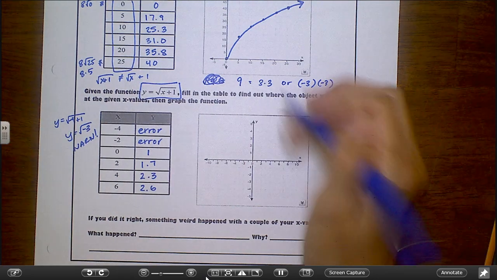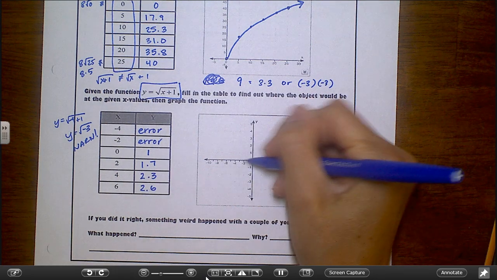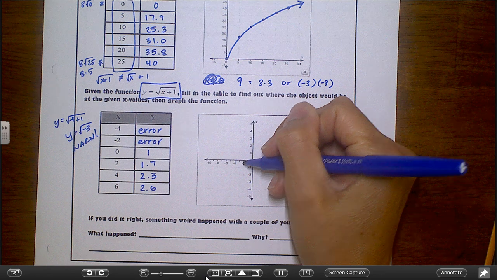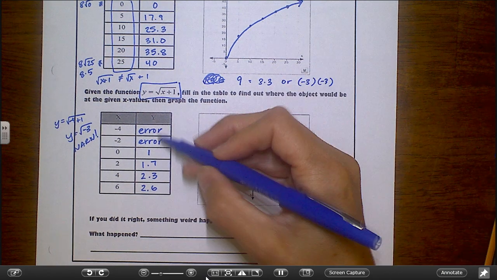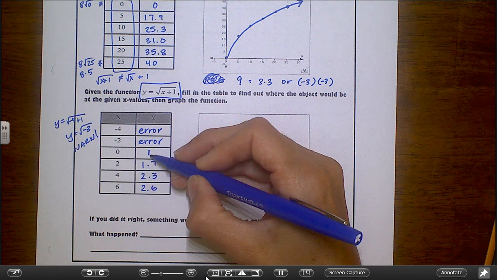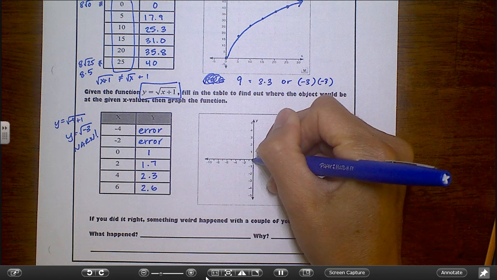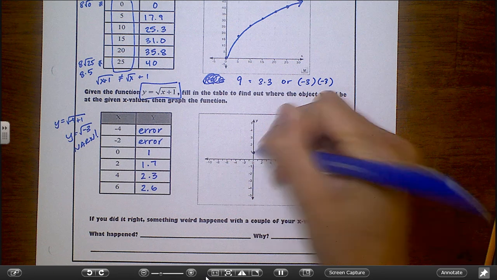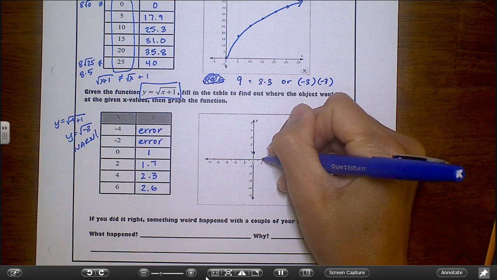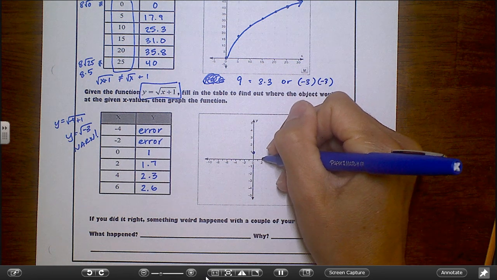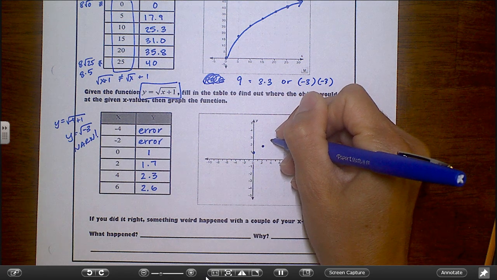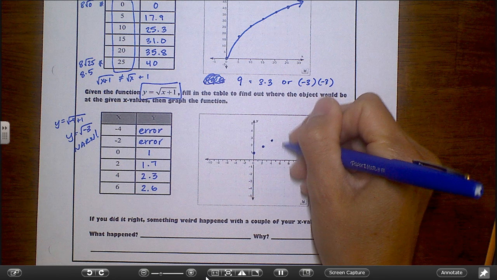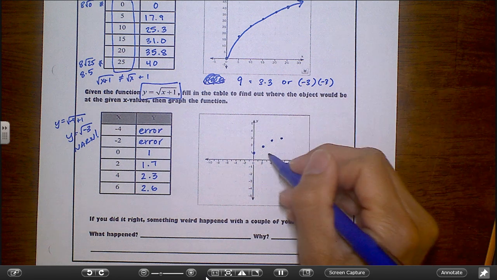So going to graph at -4, -2, I'm not going to put anything there. I can't graph -4, error. That's not a coordinate point, right? So what that means is I just start at the first place that I have a number. So I have 0, and that's at 1. And then 2 is at like 1.7. 4 is at 2.3. 6 is at 2.6. That's a little bit off.